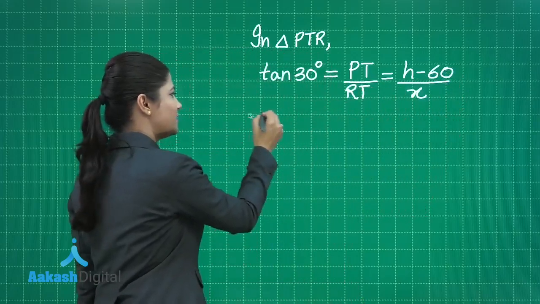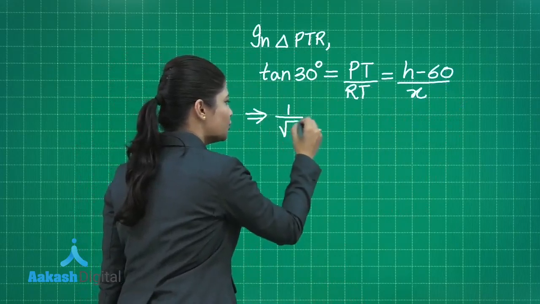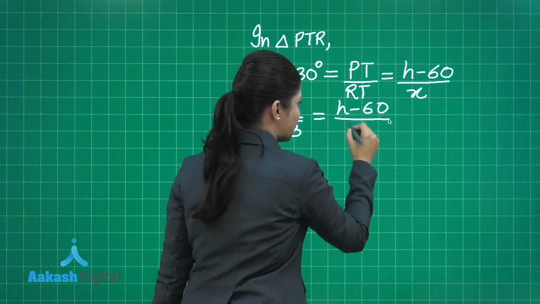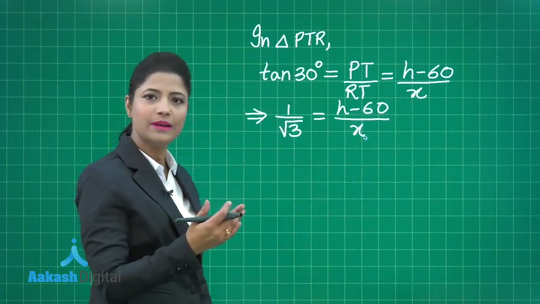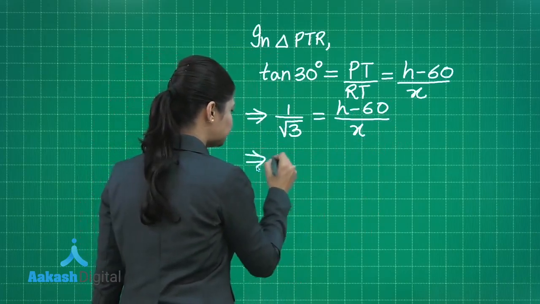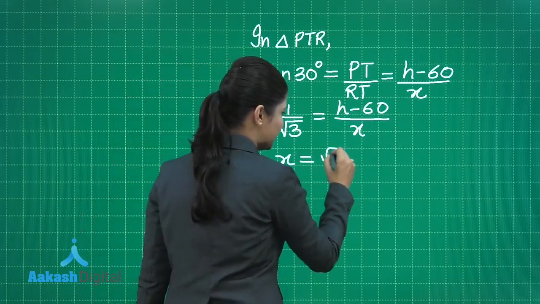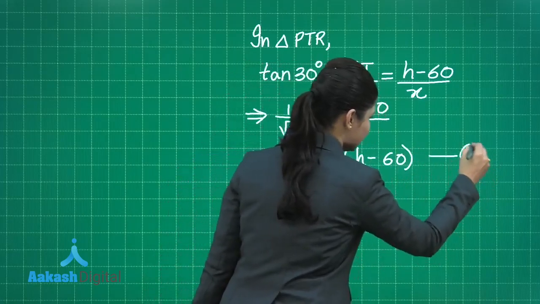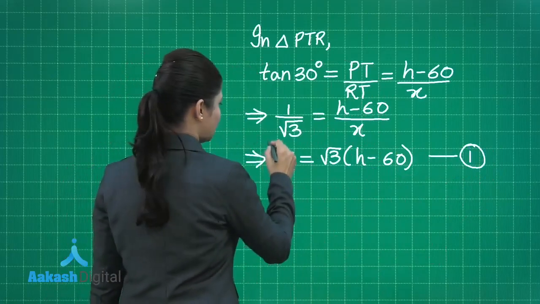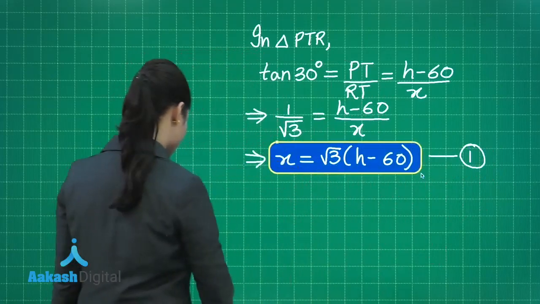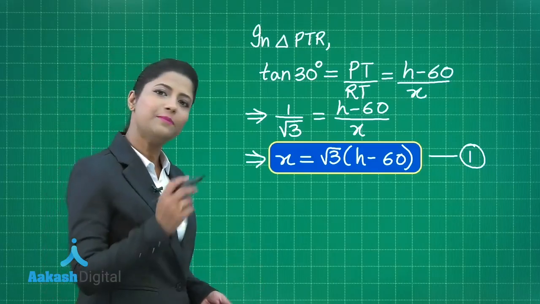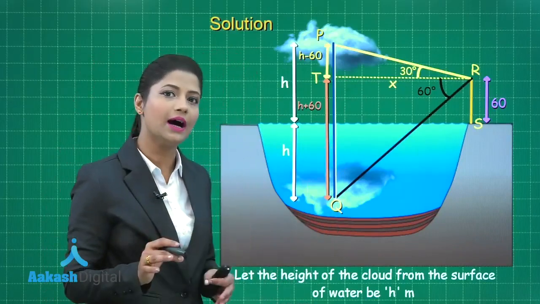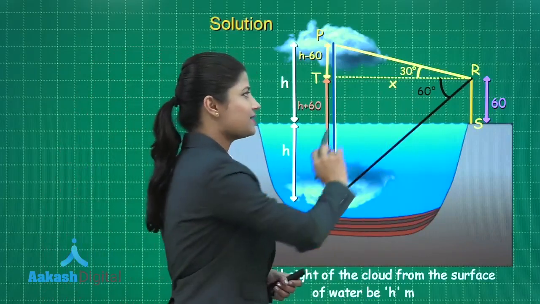You know that value of tan 30 degrees is equal to 1 upon root 3. Substituting that, I get this equation, where on the right hand side I have h minus 60 upon x. Now on cross multiplication, this will give me the value of x. So I get here x is equal to root 3 times h minus 60. So this is the value of x. Let's take this to be equation number 1. So here in equation number 1, I am obtaining the value of x. Now let's get back to the diagram. Here I have to take now the second triangle, triangle QTR. In triangle QTR, here this angle is 60 degrees.